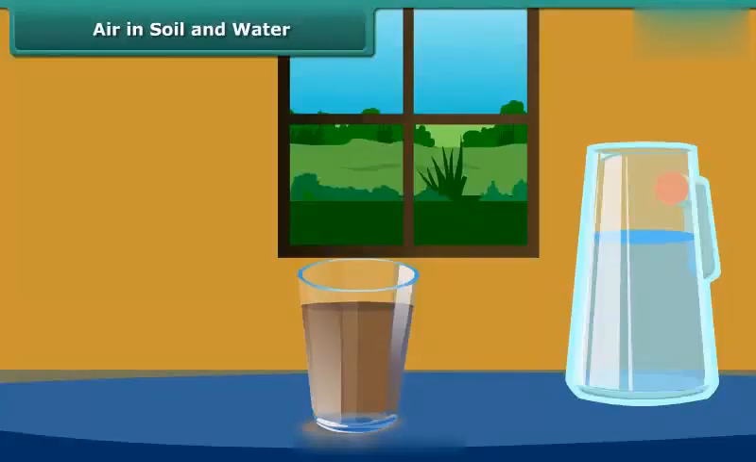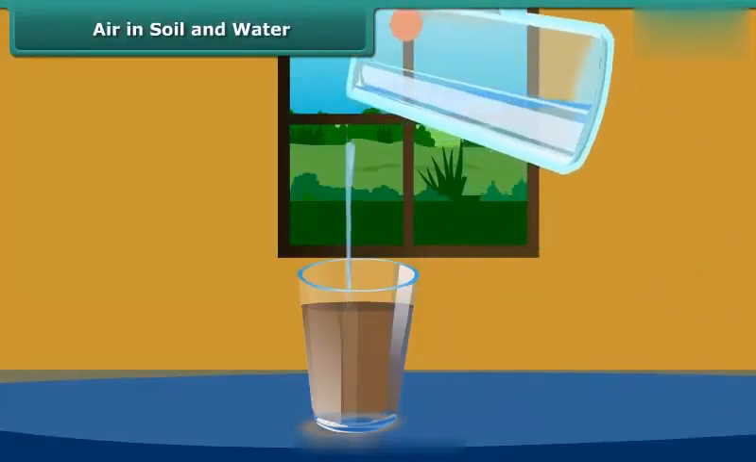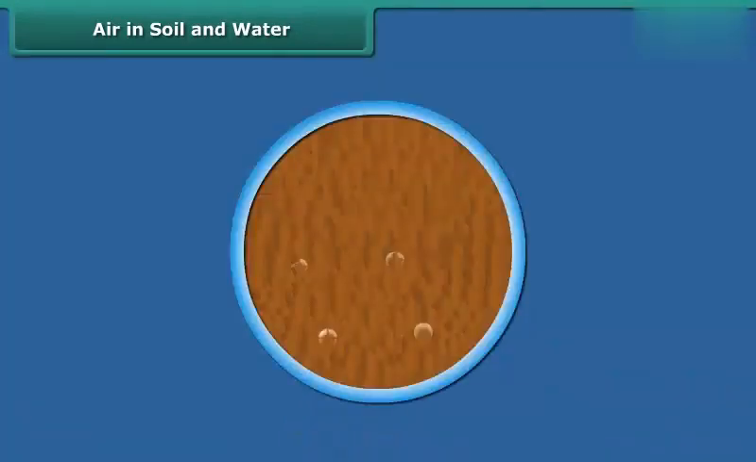Take some soil in a glass and add water to it slowly. Do you see bubbles forming in the soil? What is the reason for the formation of bubbles? Soil contains air between its particles. When water is added to soil, air is replaced by water. As a result, bubbles are formed.